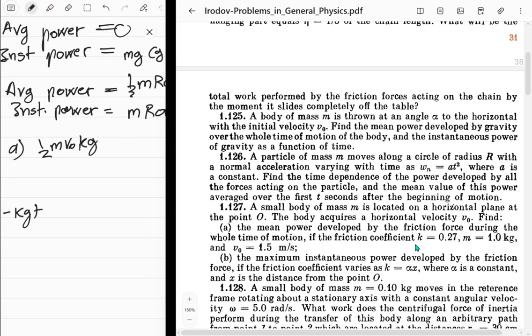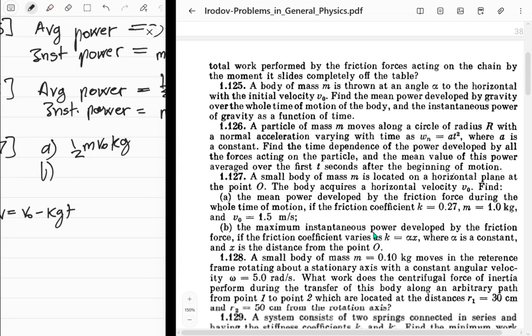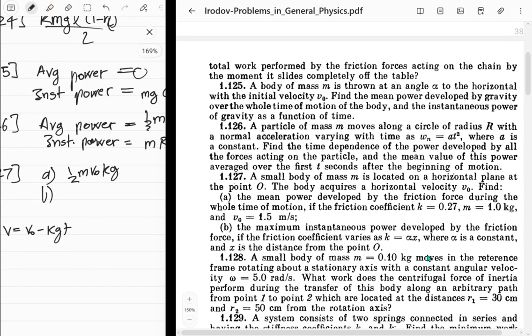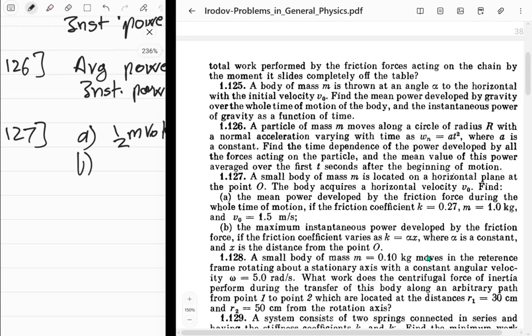Okay, cool. That should do it. And B is the maximum instantaneous power developed by the friction force if the friction coefficient k is equal to alpha x. Are you serious? Fine. So you still have this kind of equation, okay, what is it? It's just negative dv upon dt is equal to, wait a second, oh yeah, it changes with x, right?